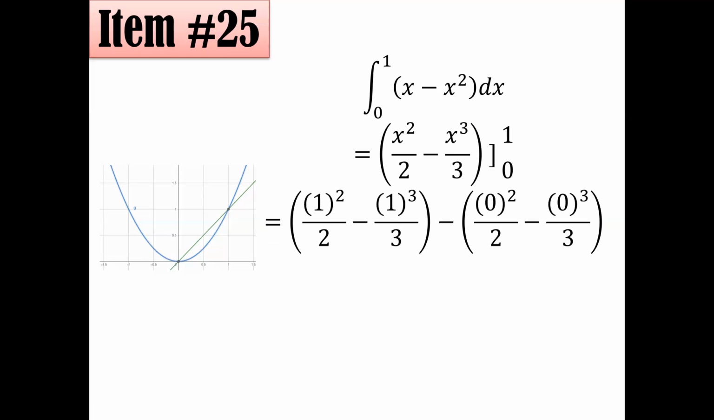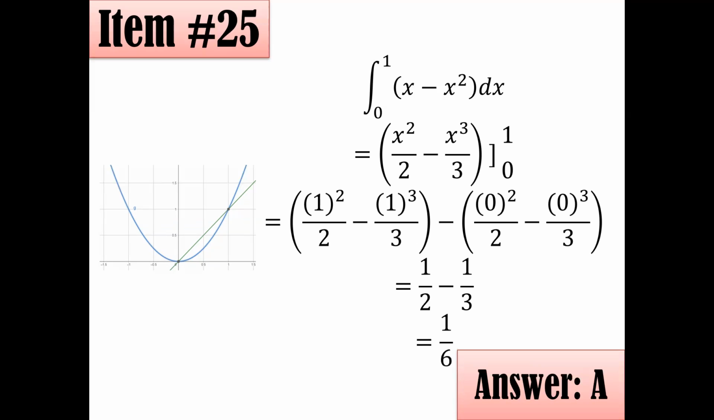To do this, you can use your calculator nyo. Substitute nyo po yung x values ng 1. So we have 1 squared over 2 minus 1 cubed over 3. And subtract it with the value of this function when x is 0. So 0 squared over 2 minus 0 cubed over 3. And using your calculators, that simplifies to 1/2 minus 1/3 or 1/6. Letter A. So sa lahat ng A, good job. You got it right. Tama po kayo. Next item.